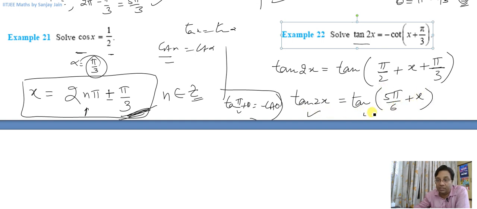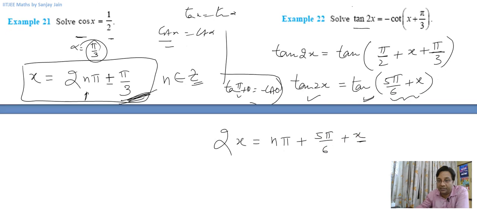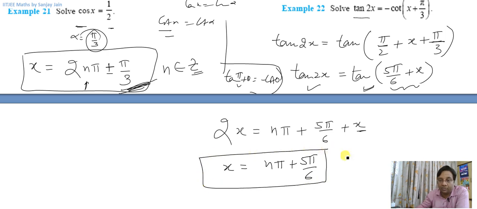Now this is an equation that we are comfortable with, so I'll write 2x equal to n pi plus alpha, which is 5 pi by 6 plus x here. Now I can take this x on the left hand side. So x will be equal to n pi plus 5 pi by 6, and this is my general solution for this given equation.